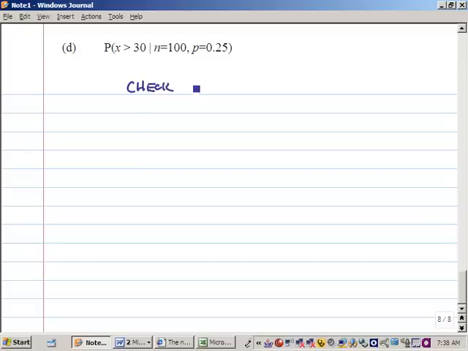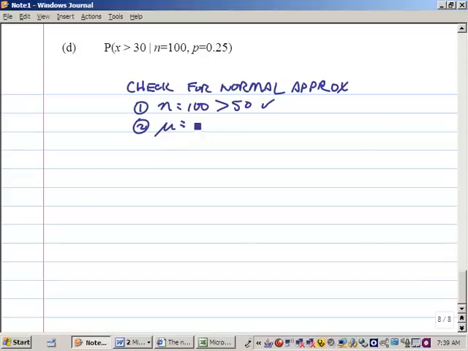So we check for the normal approximation. First, n is 100, greater than our limit of 50, so that's good. Secondly, the mean np is 100 times the p of 0.25, and that's 25, which is greater than 5, so that's good. Alright, so the normal approximation is good.